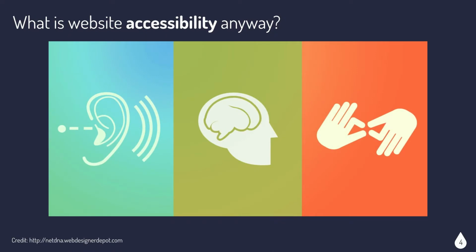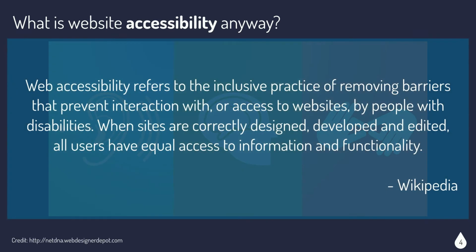What is website accessibility anyway? Here's our fun little Wikipedia information. Website accessibility refers to the inclusive practice of removing barriers that prevent interaction with or access to websites by people with disabilities. When sites are correctly designed, developed, and edited, all users have equal access to information and functionality. So essentially, just make your site as accessible as possible is the takeaway there.